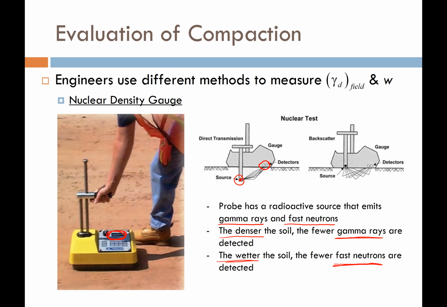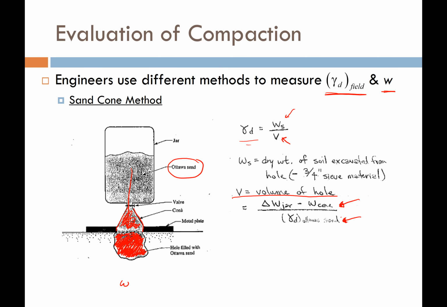Nuclear density gauges can be very, very finicky, and they require constant calibration, at least every 6 months. If they go more than 6 months without being calibrated, they can give you some really wacky results. A sand cone method is much more reliable. If it's done right, and it's done by someone who doesn't cut corners, you can get really precise dry densities in the field and moisture contents.